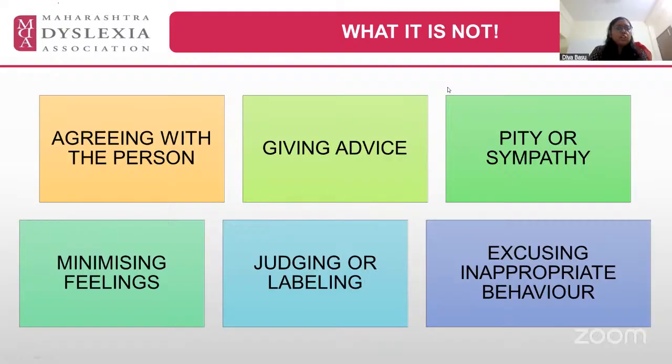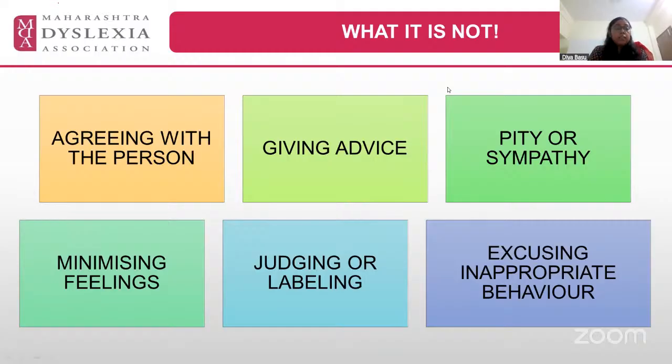So it's not about judging and labeling either. You are being too hard on yourself. You are being oversensitive. You are overreacting. So these are judgmental labels. This is not validating. And this invalidates the person. They start questioning themselves. So, am I not right in the way I'm feeling? Do I have to feel in a certain way to be accepted?